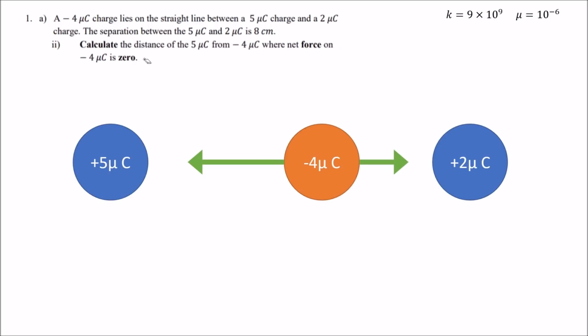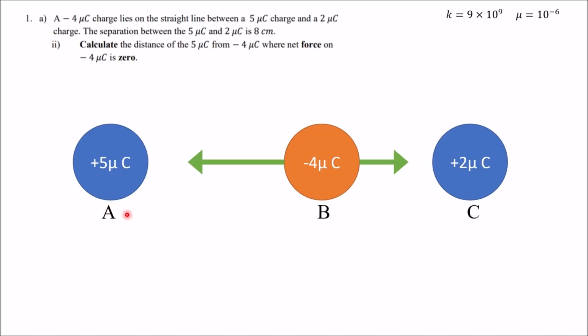It asks us to calculate the distance of the 5 microcoulomb charge from the negative 4 microcoulomb charge where the net force on the negative 4 microcoulomb charge is 0. So it basically asks us about the distance over here if the net force is 0. The net force is 0 meaning that the force over here is the same as the force over here because they are in opposite direction, they will cancel one another out.